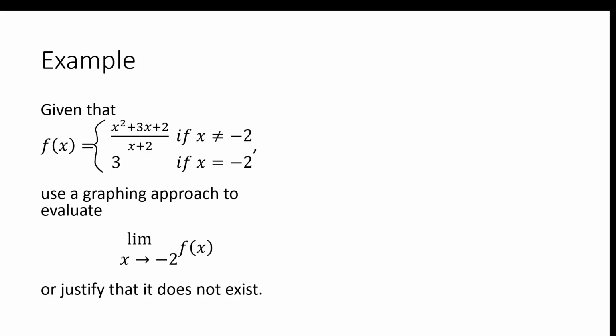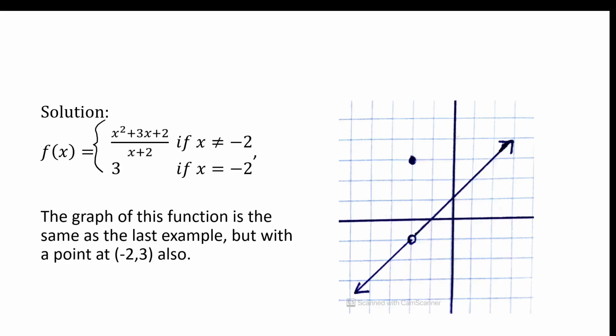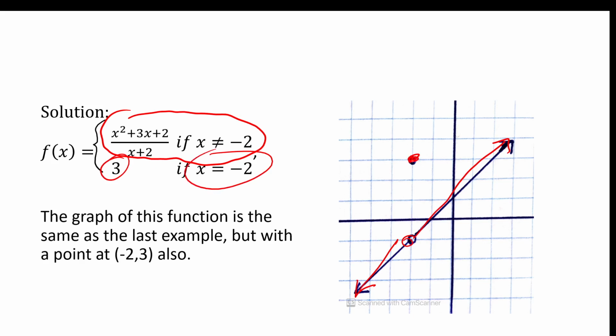Now, what if we're given a piecewise function? f of x equals the rational function shown earlier if x doesn't equal -2, but f of x equals 3 if x does equal -2. Well, we're going to use a graphing approach to see if the limit exists. As we saw in our last example, this function looks like the straight line you see on the board, but with a hole. And f of x equals 3 when x equals -2 is just this point.